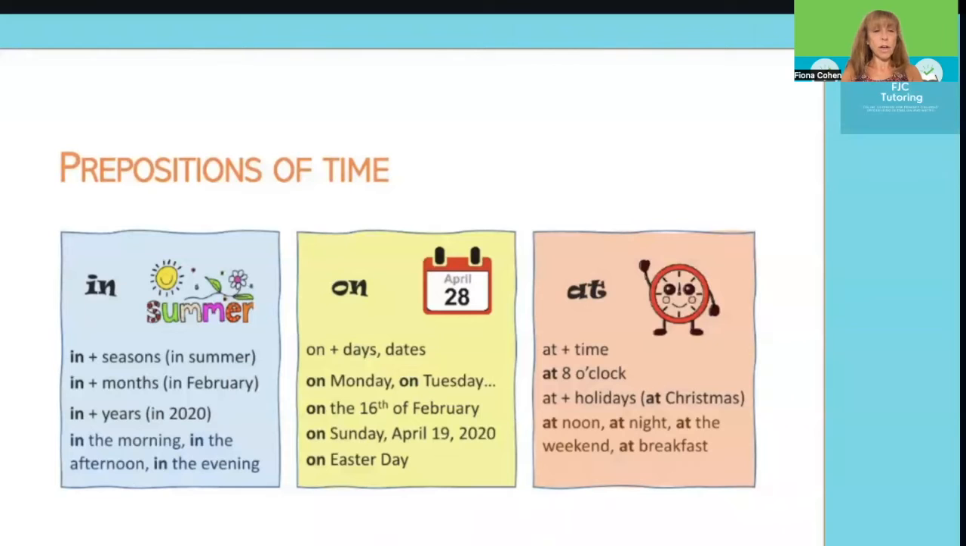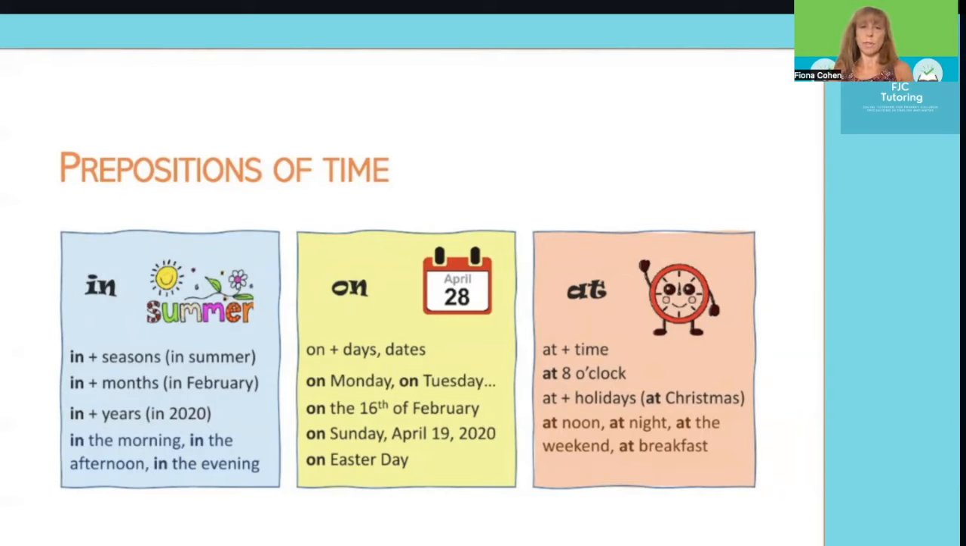So prepositions of time. The most common ones that you will see are in, on, and at. For example, in summer or in any season, in autumn, in winter, used with months as well. You might use it with years, in 2020, in 2023, next year. You can also use it with times of day, like in the morning, in the afternoon, in the evening.